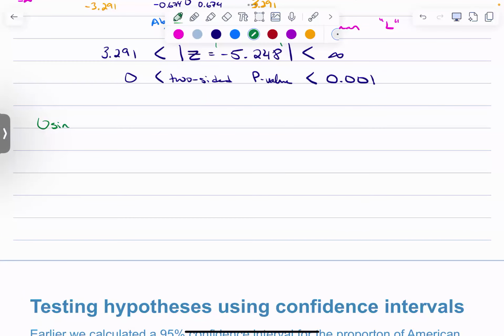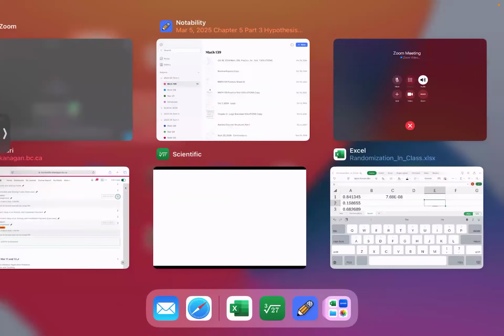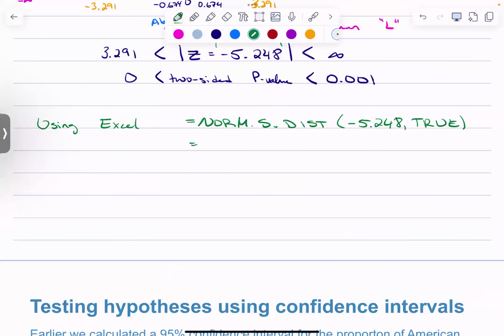Using Excel, equals norm.s.dist of negative 5.248, true. We get, what was it? 7.69. Yikes. 7.69 times 10 to the negative 8, which is, okay, here we go.